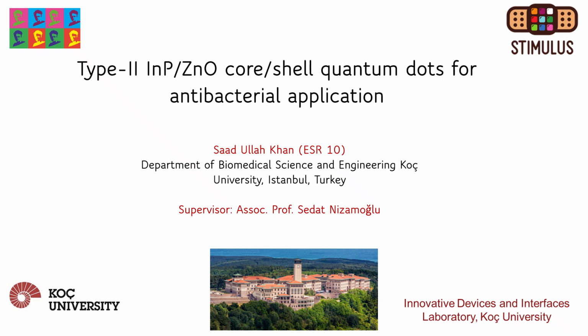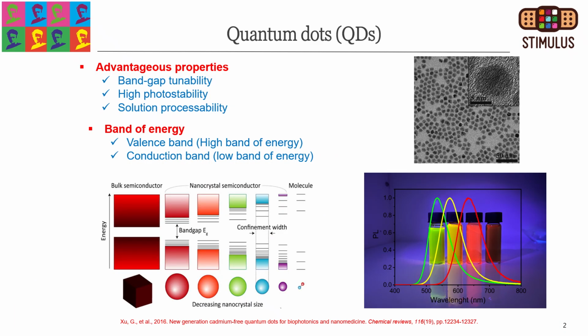And today I'm going to present with you type 2 core-shell structure indium phosphide zinc oxide quantum dots for the antibacterial application. So let's start with the introduction of the quantum dots. What is a quantum dot? Quantum dots are semiconductor nanomaterials and their size usually ranges from 2 to 10 nanometers. One of the most significant properties of these quantum dots is the quantum confinement effect.